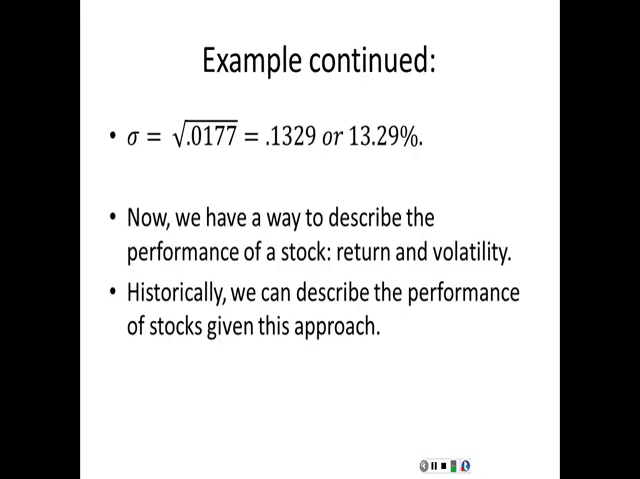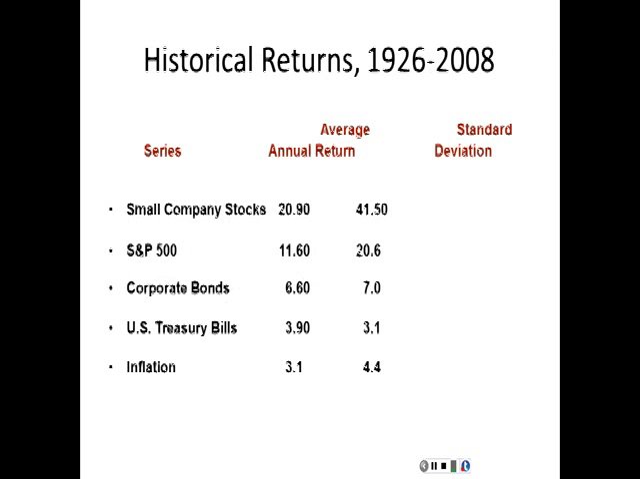Let's look at this in a grander context. This was one stock. So let's look at the performance of overall stocks. If you look historically, from 1926 to 2008, they update these every year. You just don't really get them published for a few years sometimes. So here, if you look at this, small company stocks average 20.9%, S&P 11.6%, all the way down to inflation was 3.1.